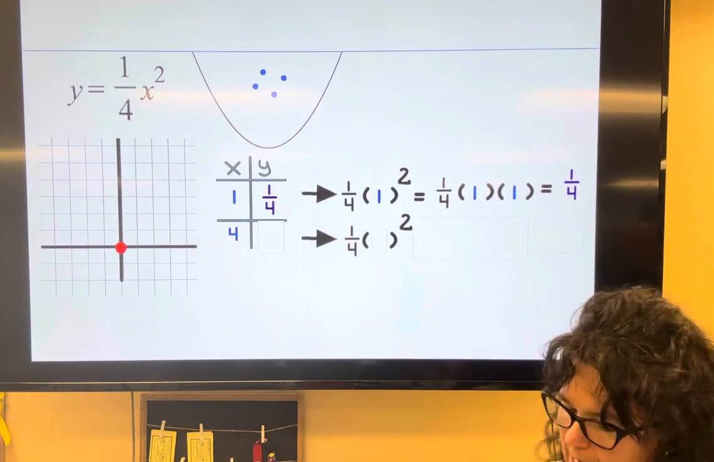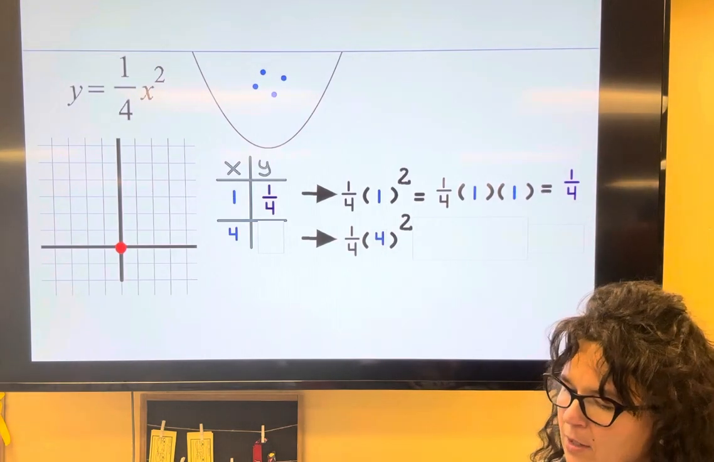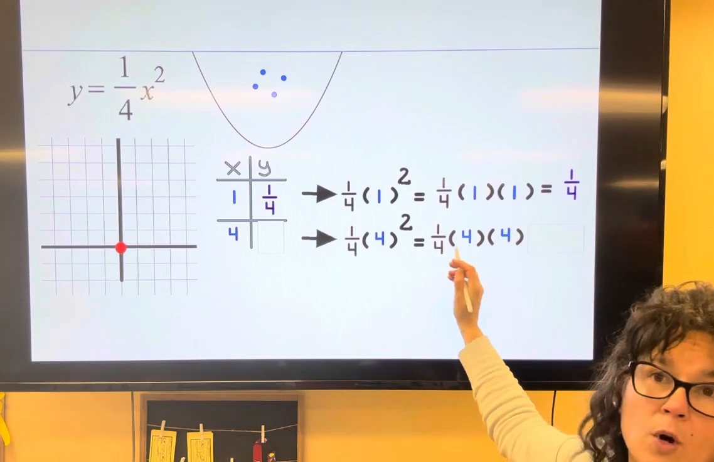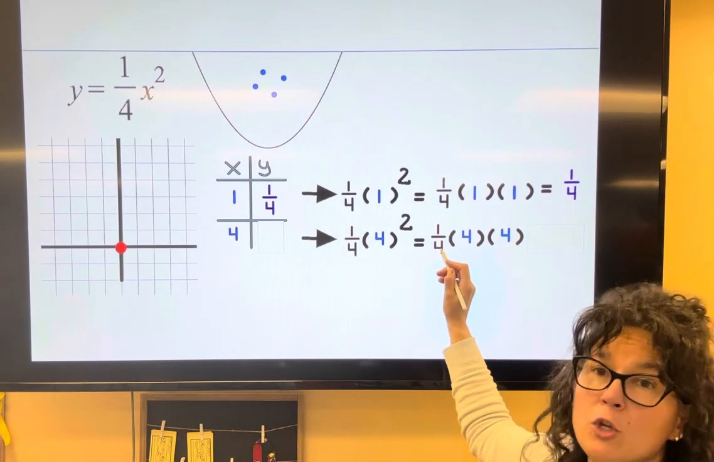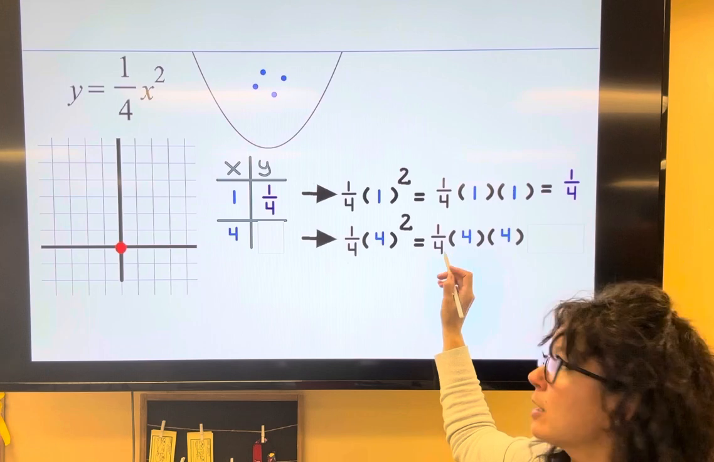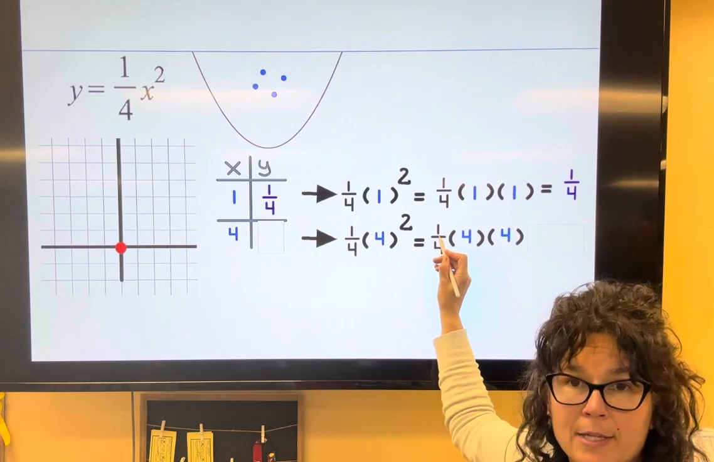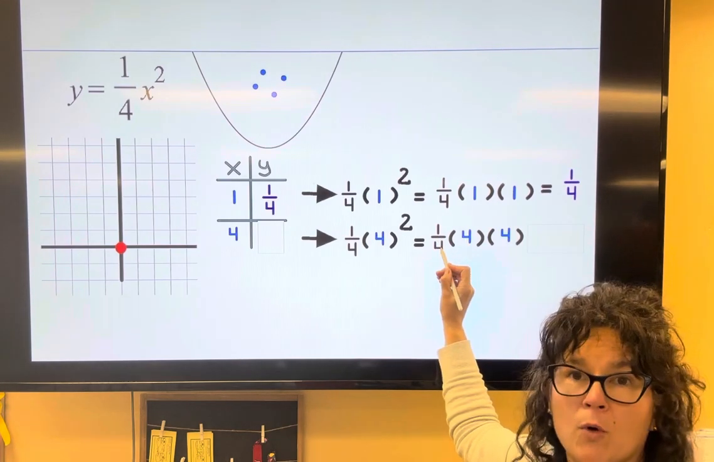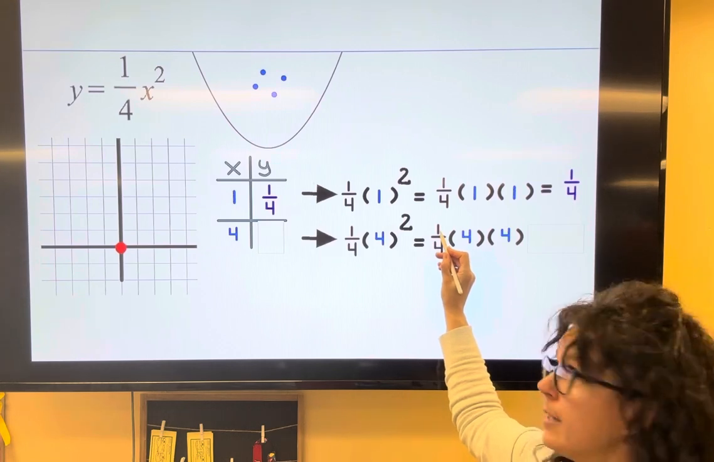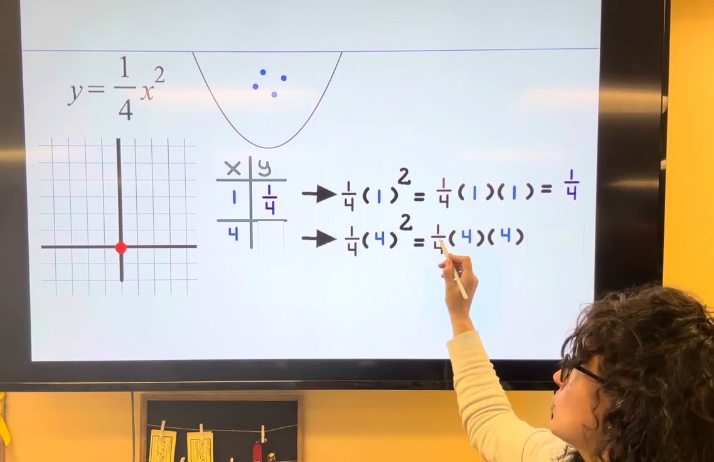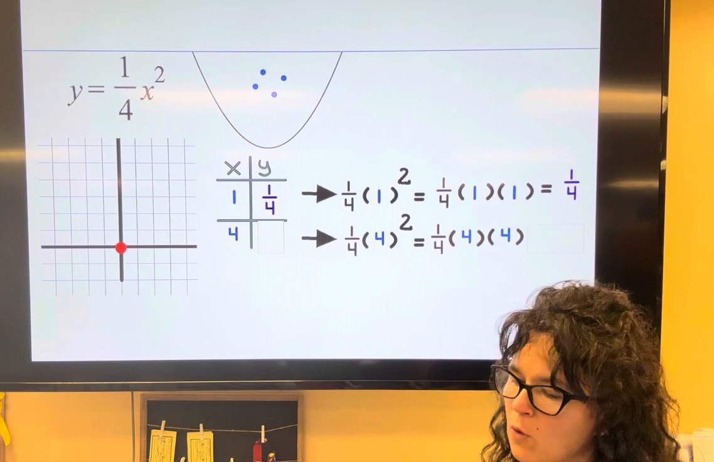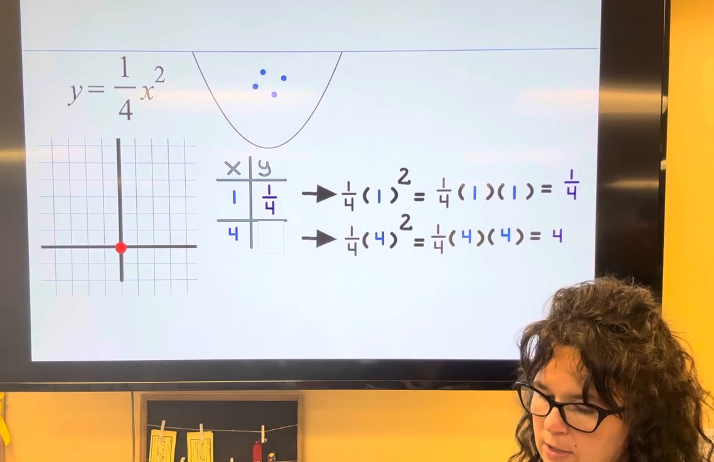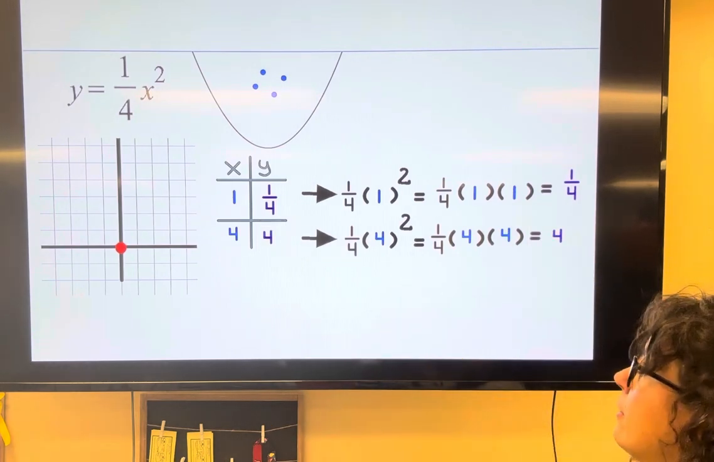So replacing the x with 4, we end up with 1/4 times 4. Remember, when you multiply a number by a fraction, you're really dividing by the bottom and multiplying by the top. So 4 divided by 4 is 1, and 1 times 1 is 1. So 1/4 times 4 is 1, and then 1 times 4 is 4. Okay, so I substituted 4, and I got out 4.